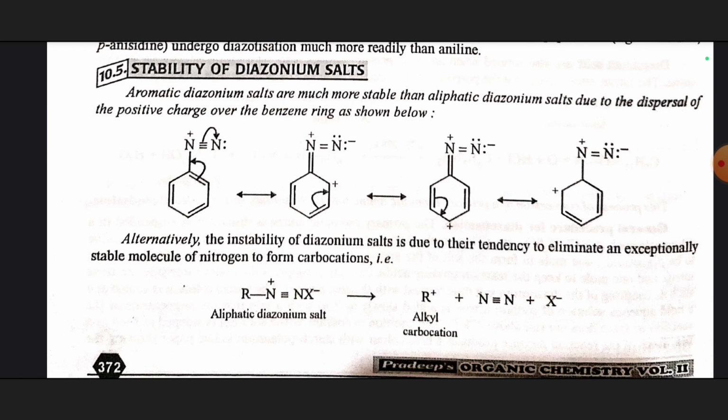10.5 Stability of diazonium salt. Aromatic diazonium salts are much more stable than aliphatic diazonium salts due to dispersal of the positive charge over the benzene ring as shown below.